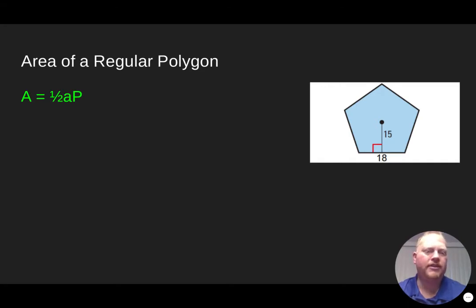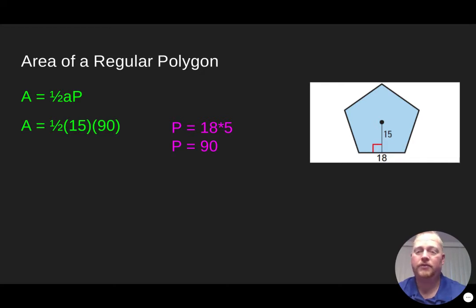It tells us that the apothem is 15, so I can go ahead and plug that in. The perimeter, it doesn't tell us, but we can figure it out. Each side is 18, and there's 5 sides. So for the perimeter, I just do 18 times 5, which is 90. Plug it in, and then all I have to do is crunch those numbers. So 1/2 times 15 times 90 is 675. Not too bad.